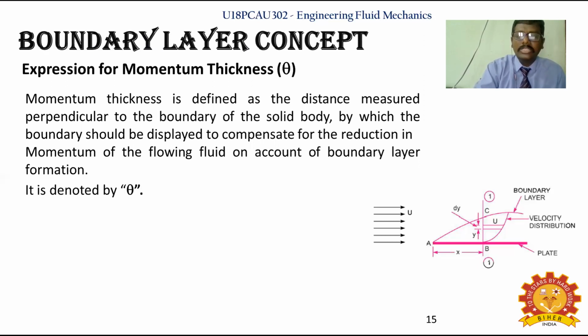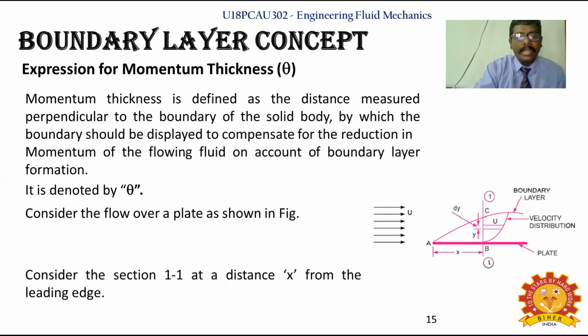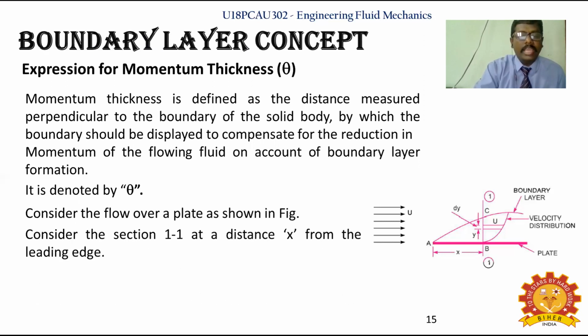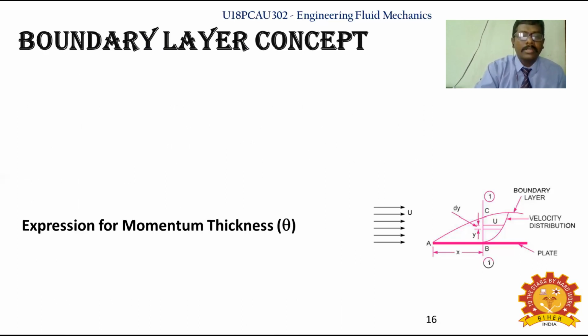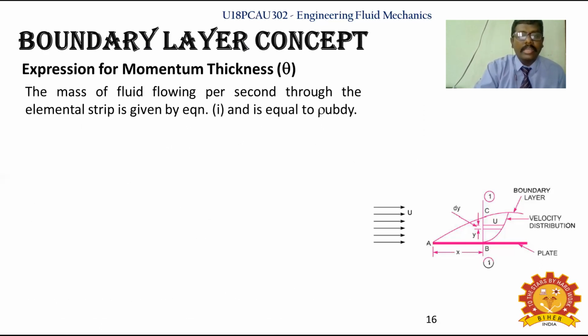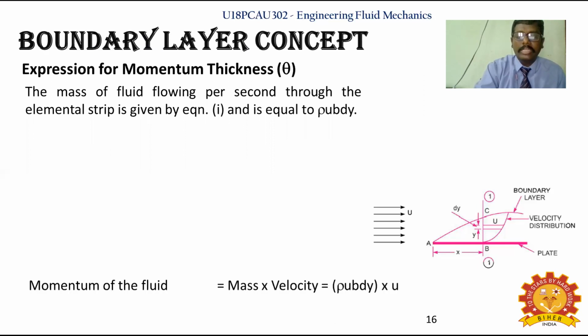It is denoted by theta. So consider the flow over a plate again, and you are going to consider the same x distance from the leading edge, and as usual at a y distance you will be having an elementary thickness of dy. Again you are considering the mass of fluid flowing per second, and that is what previously we had seen, rho into u into b into dy.